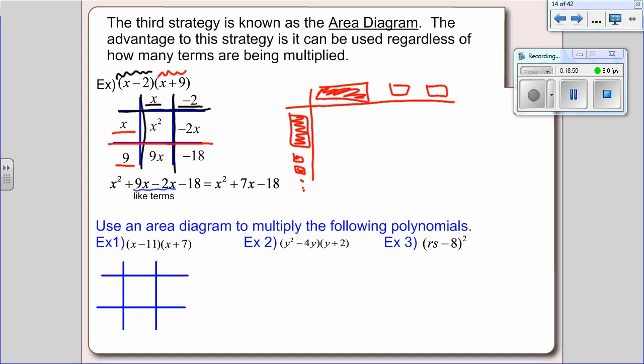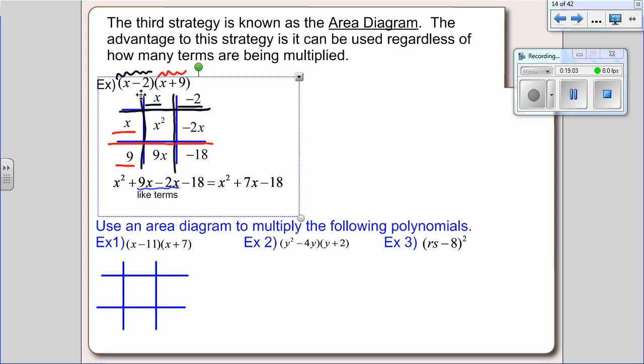To figure out what goes on the inside of your grid, you take the column and the row, and you multiply where they cross each other. So x times x creates x squared. We then go to the next column with the same row. Negative 2 and x creates negative 2x. You go to the next empty spot. That's the cross section of x and 9 to create 9x. And then negative 2 and 9 creates negative 18.